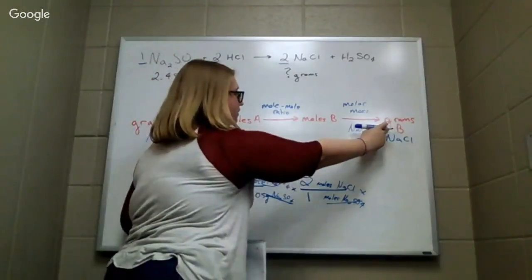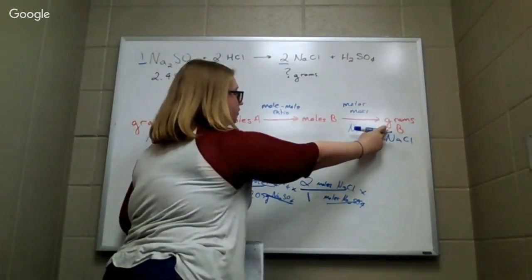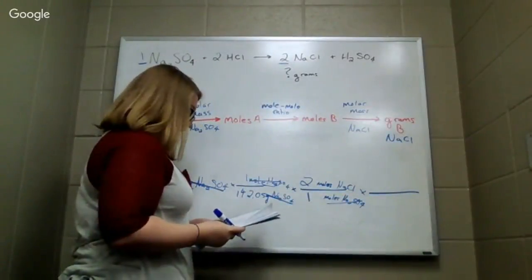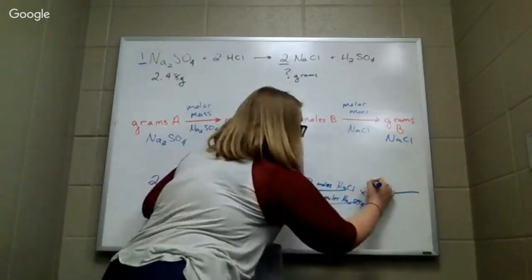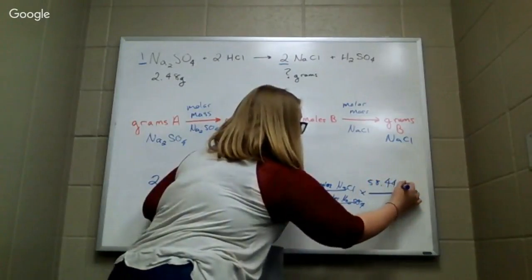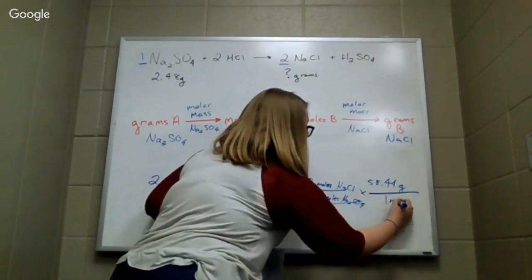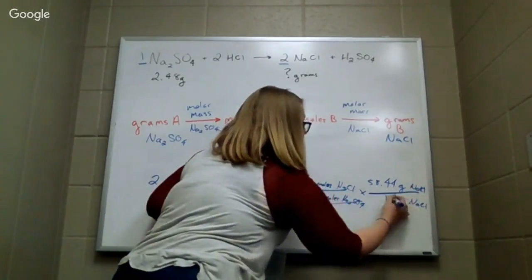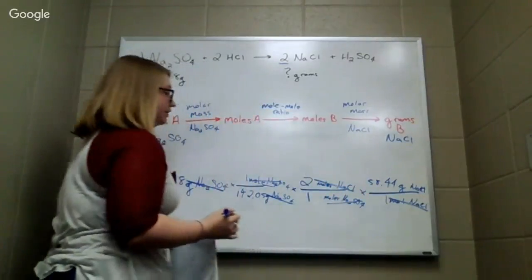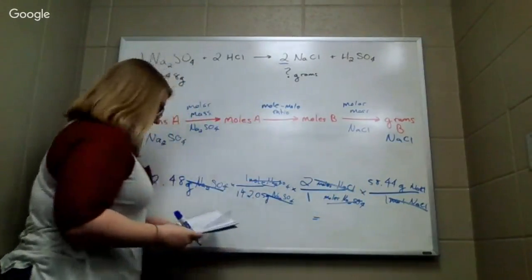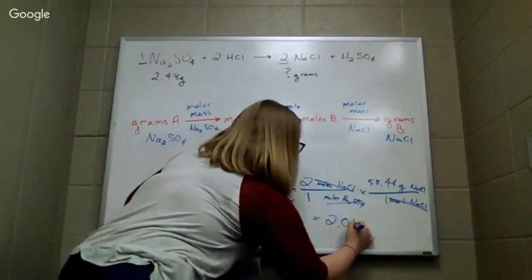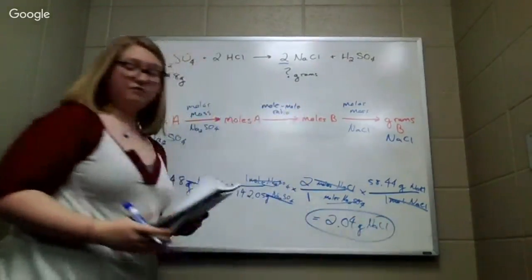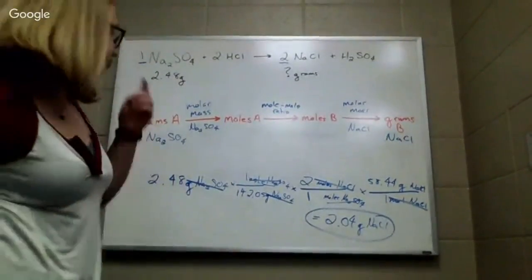And now that I have moles of sodium chloride, I am then going to go to grams of sodium chloride using the molar mass. The molar mass of sodium chloride is 58.44 grams per 1 mole of sodium chloride. Once again, I set it up so my moles of sodium chloride cancels out, and my answer ends up being 2.04 grams of sodium chloride. So that's your basic stoichiometry problem.